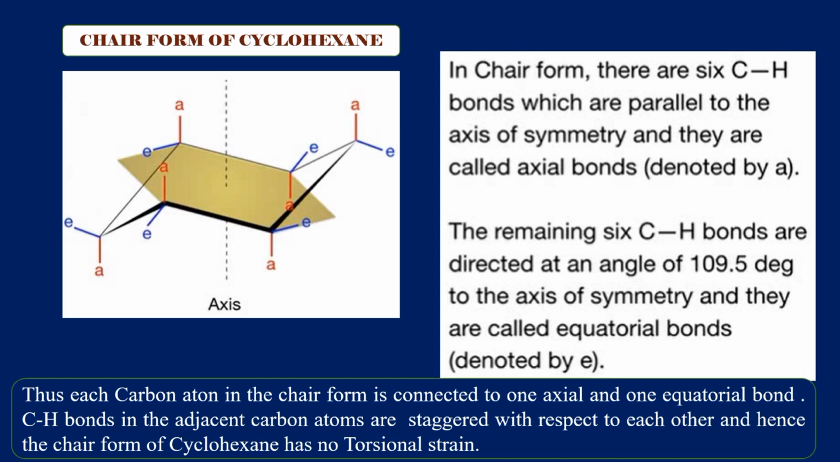All the CH bonds in the adjacent carbon atoms are staggered with respect to each other, and hence there is no eclipsing interaction present in this chair form. In the planar form of cyclohexane we have seen there are 12 eclipsing interactions present, but in the chair form all the CH bonds in the adjacent carbon atoms are staggered, and hence there is no eclipsing interaction, and hence this chair conformation is more stable than the planar form. In fact, this is the most stable conformation among all the possible conformations of cyclohexane.